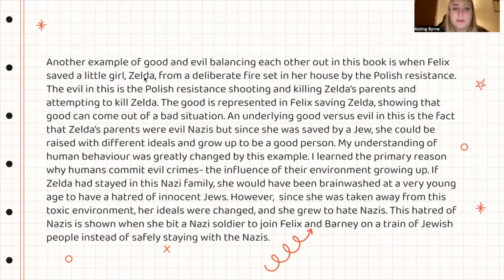Another example of good and evil balancing each other out in this book is when Felix saved a little girl, Zelda, from a deliberate fire set in her house by the Polish resistance. The evil in this is the Polish resistance shooting and killing Zelda's parents and attempting to kill Zelda. The good is represented in Felix saving Zelda, showing that good can come out of a bad situation. An underlying good versus evil in this is the fact that Zelda's parents were evil Nazis. But since she was saved by a Jew, she could be raised with different ideals and grow up to be a good person.